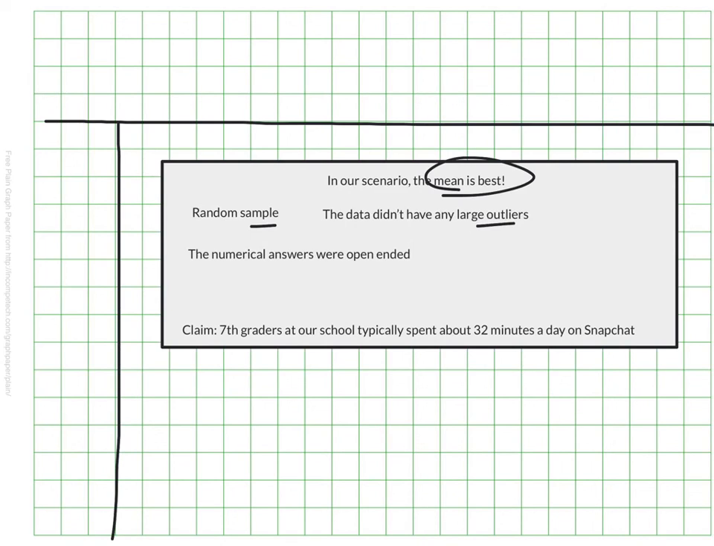And remember, the essential question of this video was how we could best represent our data from our sample using measures of center. And we're going to use the mean a lot. There'll be times we use other forms as well, but the mean is what we used in this case because it was the best representation.